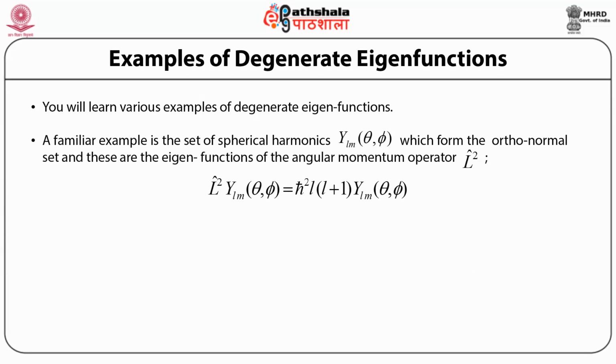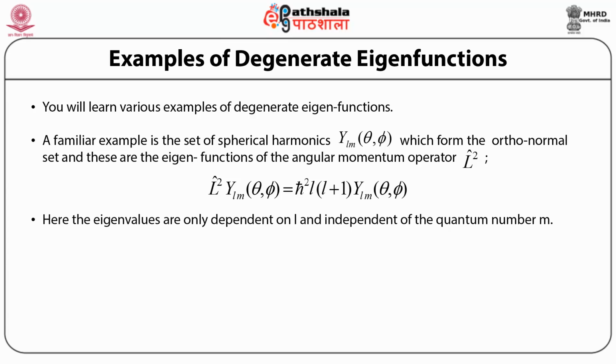A familiar example is the set of spherical harmonics Y_lm of theta, phi, which form an orthonormal set, and these are the eigenfunctions of the angular momentum operator L squared. So, operator L squared acting on Y_lm of theta, phi is equal to h-cut squared l into (l plus 1) into Y_lm of theta, phi. Here, the eigenvalues are only dependent on l and independent of the quantum number m.